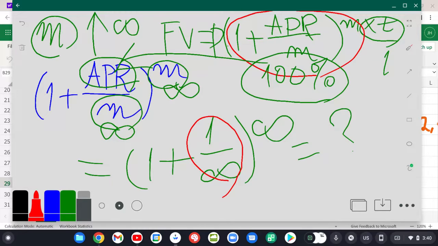Logical reasoning, think about it logically. If you divide 1 by an infinitely large number, it cannot become infinitely large. It will be infinitely small. Isn't it right? Divide any number by infinity.